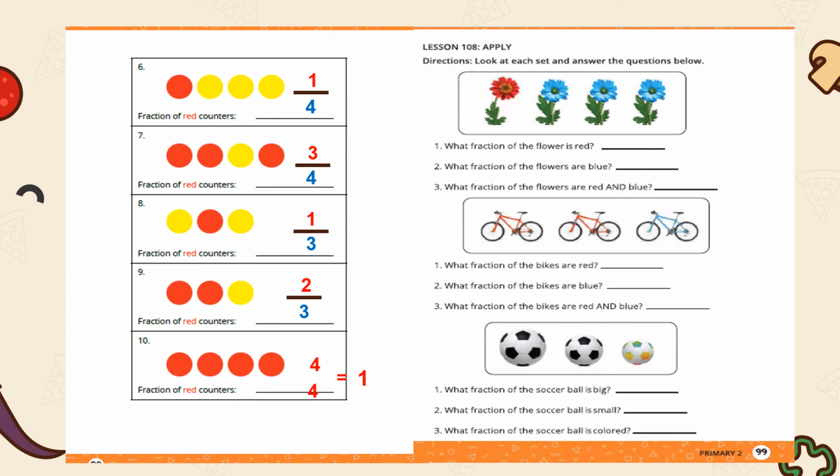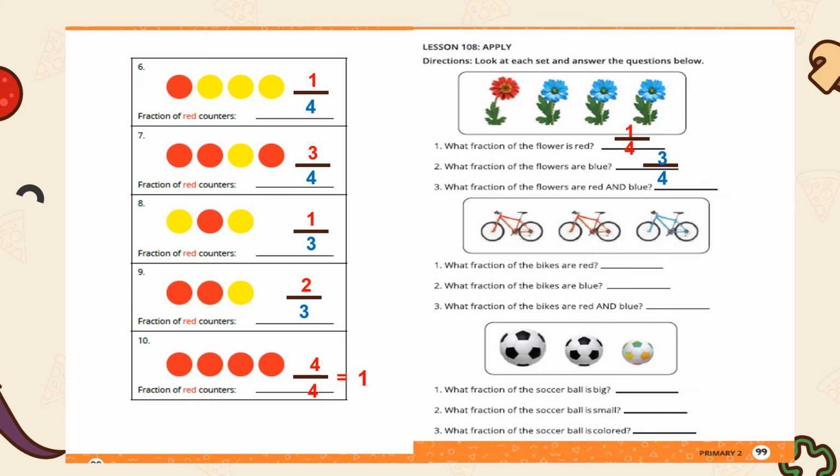Next page. Look at each set and answer the questions below. In number 1, what fraction of the flowers is red? First thing, the total parts are 4. And how many red? Just 1. So the fraction is 1 over 4. Number 2, what fraction of the flowers are blue? They are 3 over how many? Total, they are 4. So the fraction is 3 over 4.